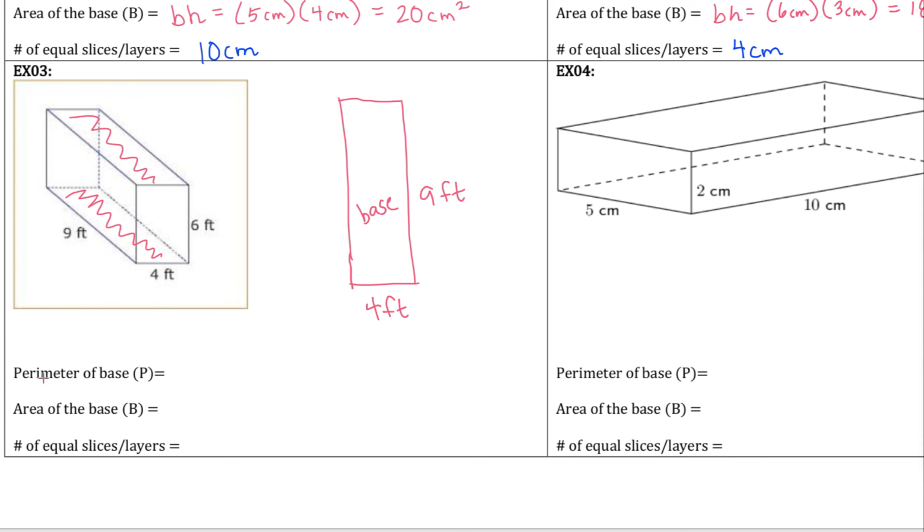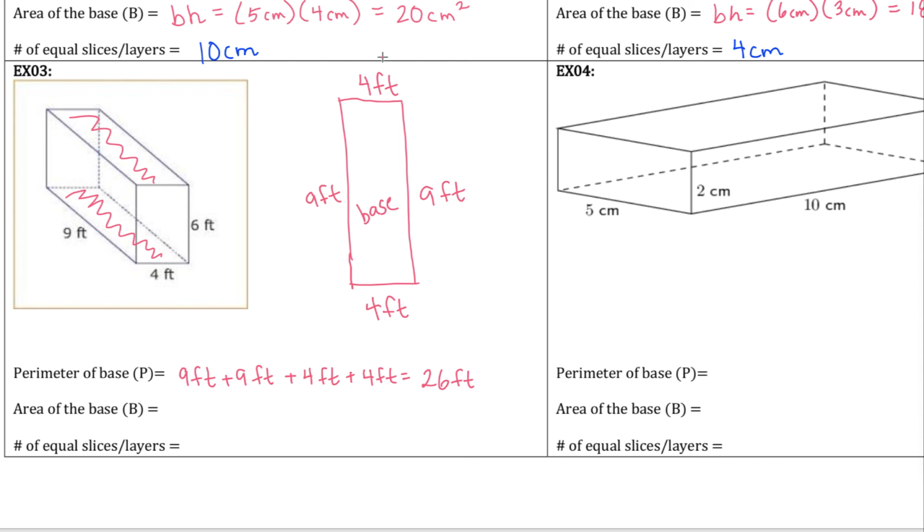To get the perimeter, which is the distance around, we have to add everything. So 4 feet, 4 feet, 9 feet, 9 feet. We want to find the distance around. So 9 feet plus 9 feet plus 4 feet plus 4 feet. So 9 plus 9 is 18. 4 plus 4 is 8. So 18 plus 8 is 26 feet.